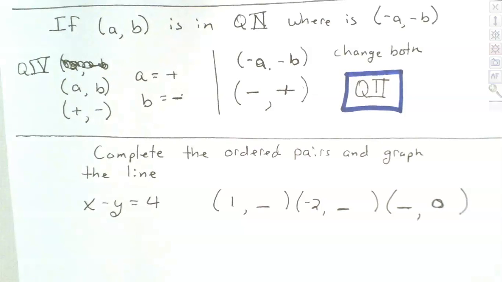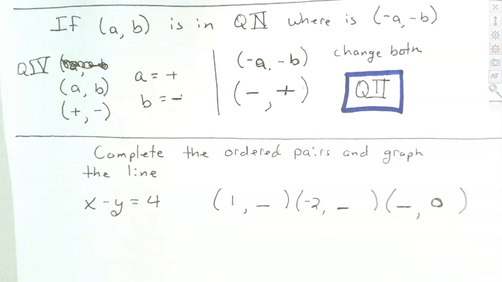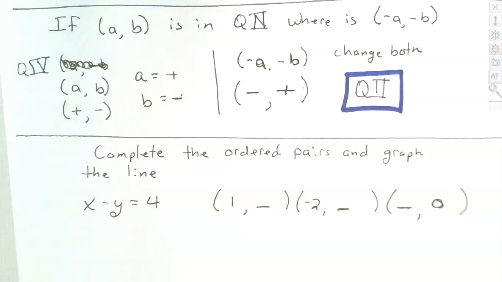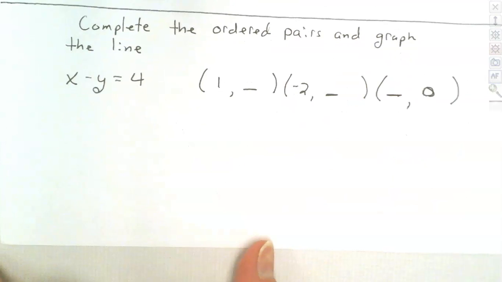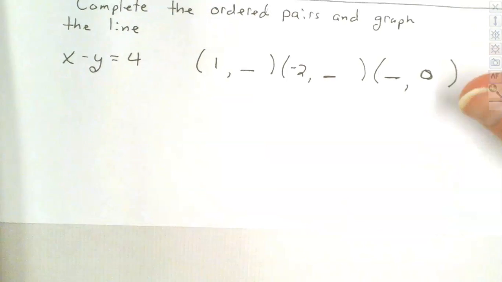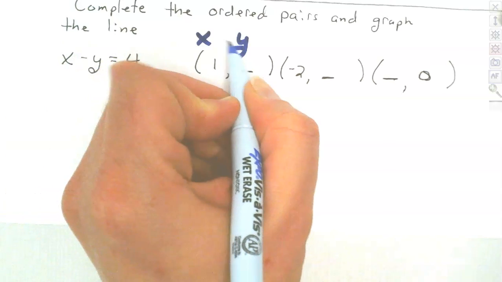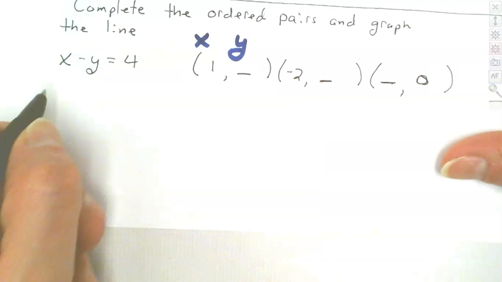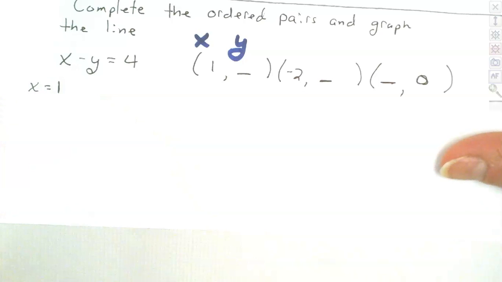To graph a line, you need at least 2 different points. You can have more than 2, but the minimum to graph a line is 2 points. So I've given you the line equation, and I've given you a partly completed set of ordered pairs. We're going to complete these ordered pairs, then we're going to plot our points and graph the line by connecting them together. So let's start with our first one. Remember, this is x and y. X always goes first. So we know our x value. So in this case, x is 1.